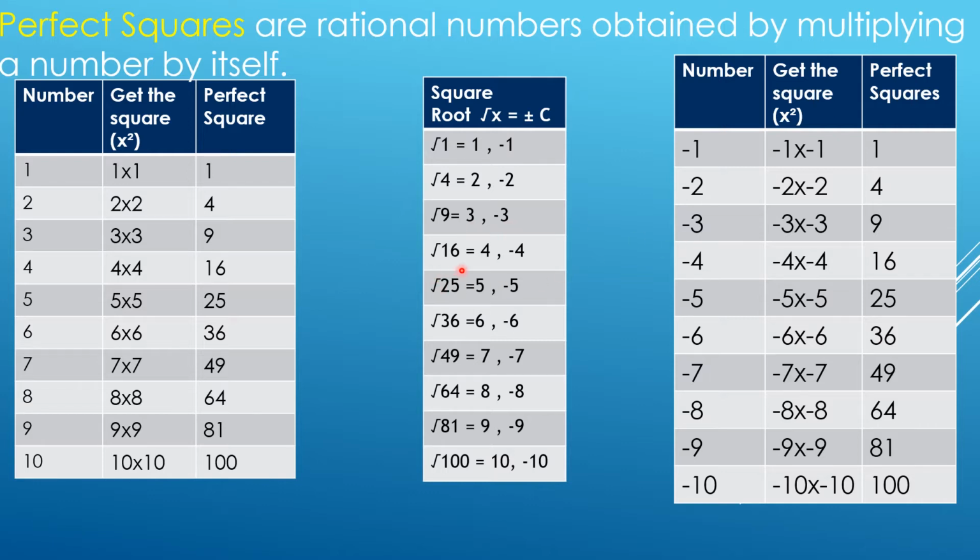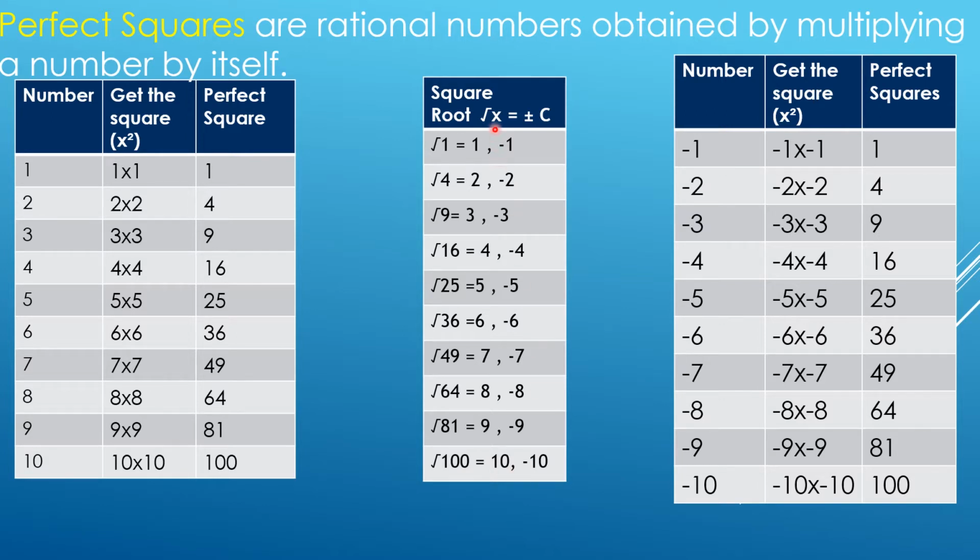So, square root of 16 is 4 and negative 4. Square root of 25, 5 and negative 5. Square root of 36, 6 and negative 6. Square root of 49, 7 and negative 7. Square root of 64, 8 and negative 8. Square root of 81, 9 and negative 9. And square root of 100 is 10 and negative 10.